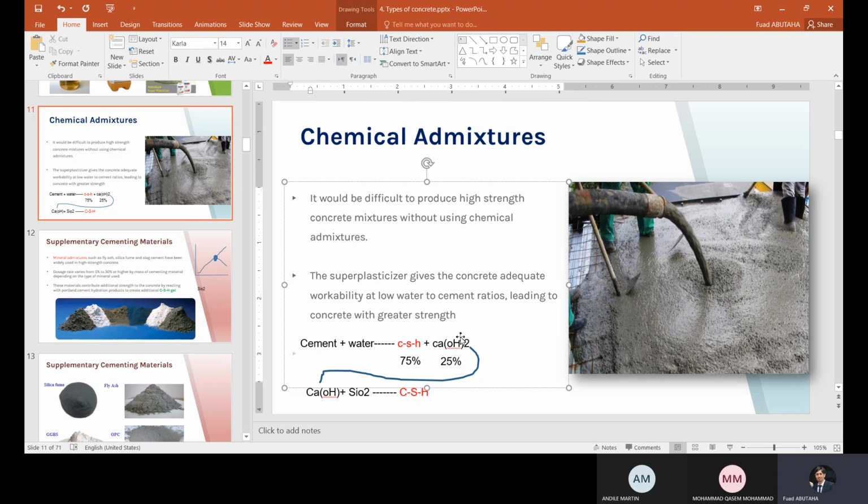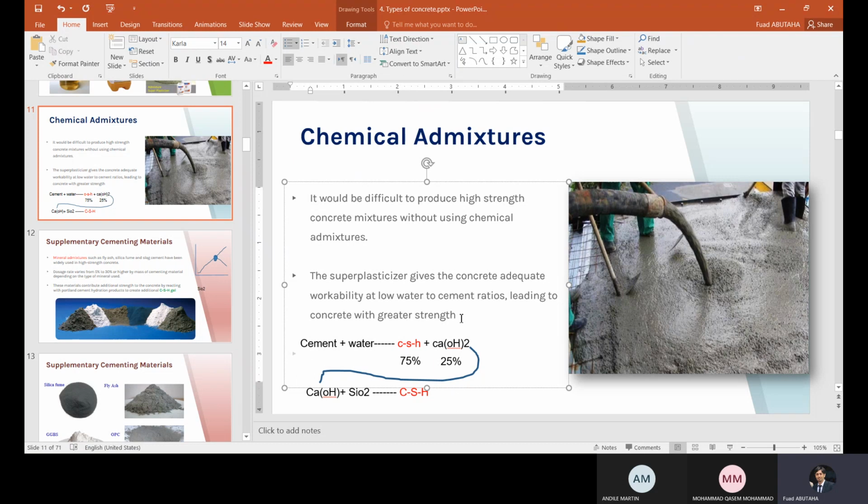Calcium hydroxide has no benefit to the concrete. So it occupies a large volume inside the concrete, which is 25%. So I have 25% products inside the concrete that have no benefit. It doesn't contribute to the strength, it even contributes to decreasing the strength of concrete, and later it helps the concrete to deteriorate, or contributes to the failure of the concrete.